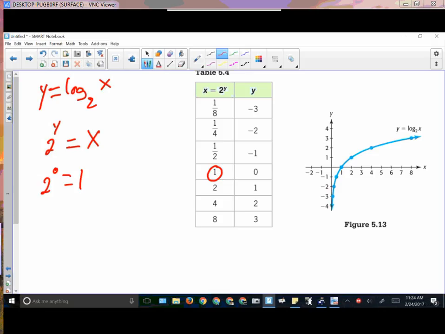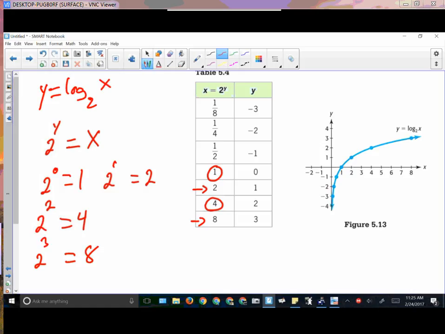Okay. What happens if I want it to be equal to 2? In other words, 2 to what power is going to be equal to 2? Well, that would end up being 1, right? So we've got that coordinate. What happens if I want 2 to some power to be equal to 4? I want 4 now. What is that going to be? Well, that would have to be 2 squared. So I get 2 here. What happens if I want 2 to some power to be equal to 8? Well, that's 2 cubed. So we get that.